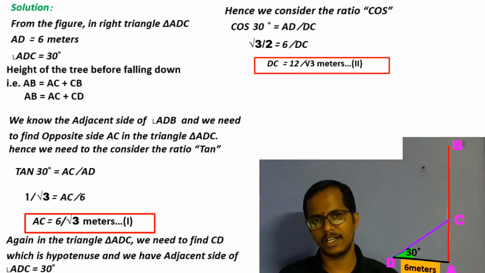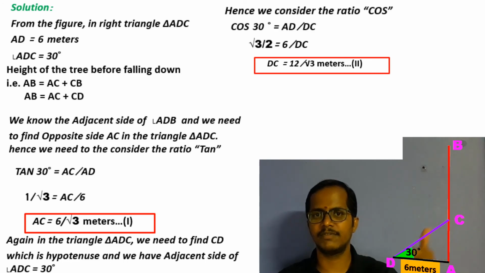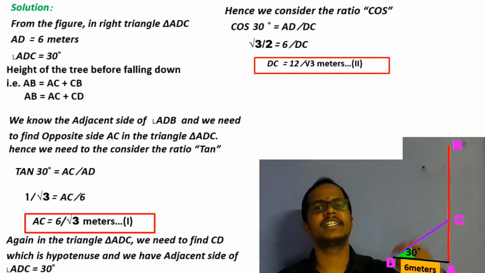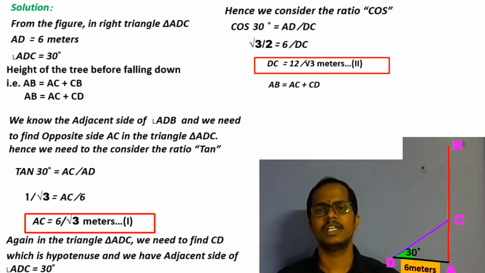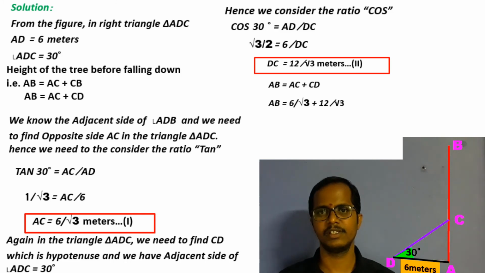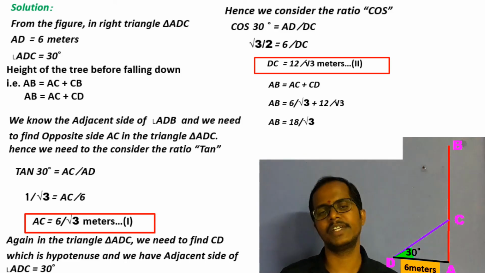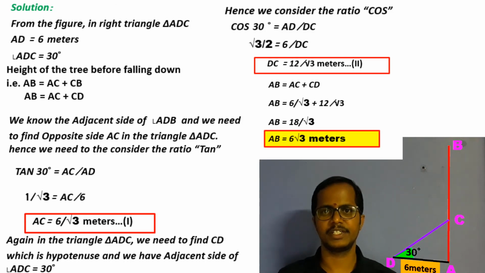Now we have the lengths of two parts, that is the length of the unbroken part AC and also the length of the broken part CD. Now if we add these two parts, we get the total height of the tree. Let us write the height of the tree, that is AB equals AC plus CD, and substituting AC and CD values, we get the height of the tree 18 by root 3 meters. Here we can rationalize the denominator, and rationalizing the denominator we get AB equals 6 into root 3 meters. Therefore the height of the tree is 6 into root 3 meters.